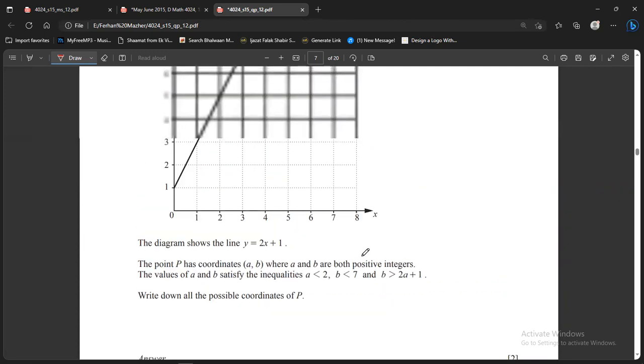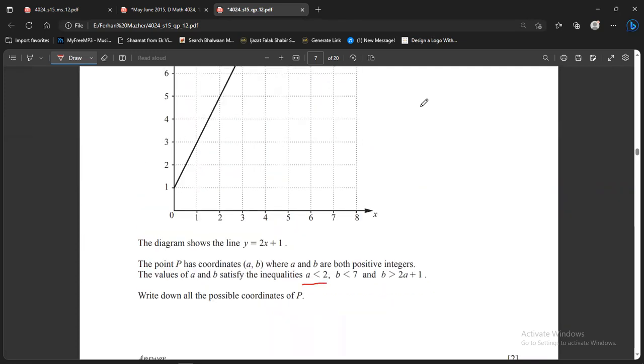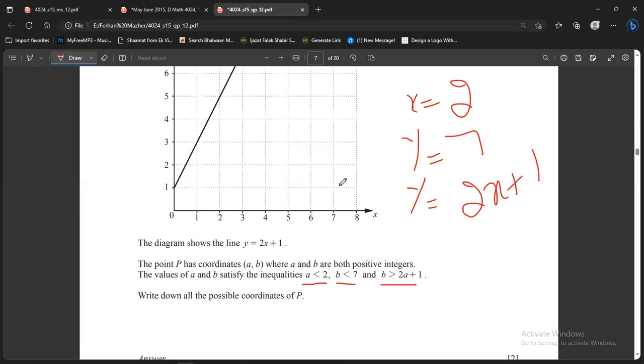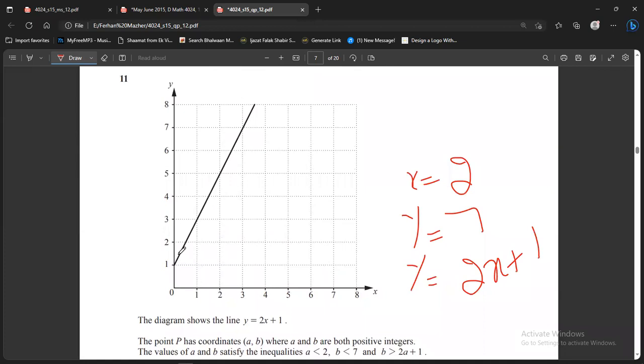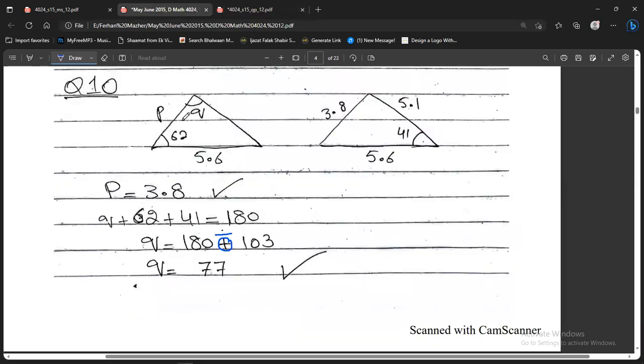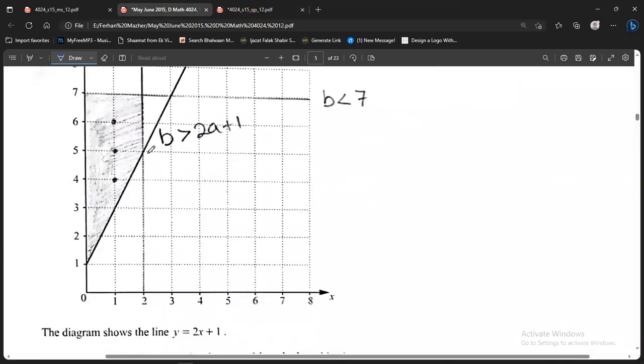Okay. So I will draw these lines. This line is basically x equals 2. This line is y equals 7. And this line here is y equals 2x plus 1. So I will draw these three lines on this grid, and then according to these inequalities, I will check what is the area bounded by them.